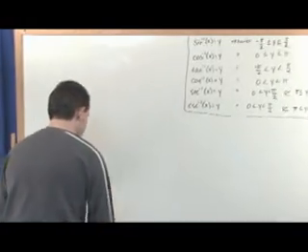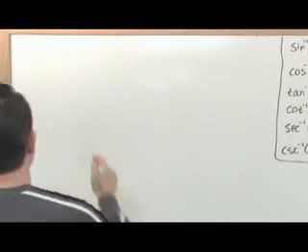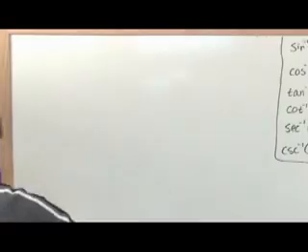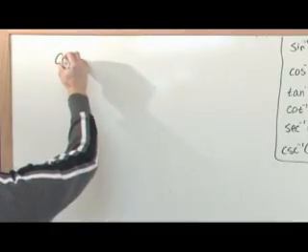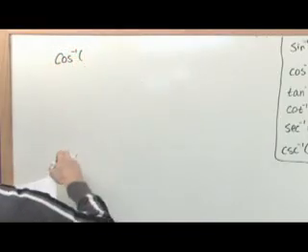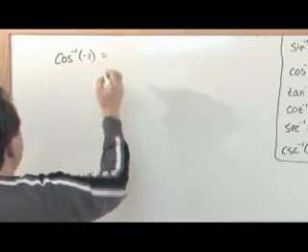Okay, so let's just go right to it. The first one is going to be, what if you were given, I'll go ahead and switch colors here. Find the inverse cosine, or the arc cosine, of -1. What is that going to equal?